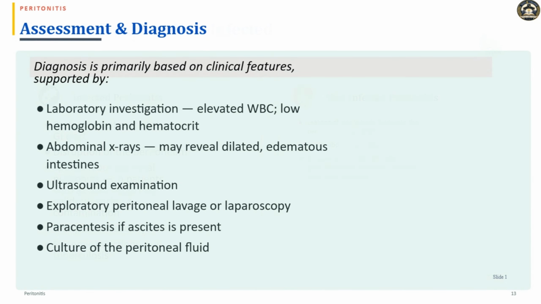The diagnosis of peritonitis is primarily based on clinical features, supported by several key investigative methods. Laboratory investigations typically show an elevated white blood cell count and low hemoglobin and hematocrit levels. Abdominal X-rays may reveal dilated, edematous intestines, while ultrasound examination provides further imaging detail. More invasive procedures include exploratory peritoneal lavage or laparoscopy. If ascites is present, paracentesis may be performed, and a culture of the peritoneal fluid is essential to identify any infectious agents.